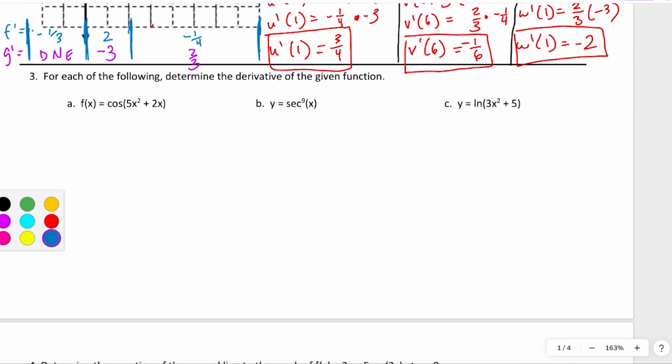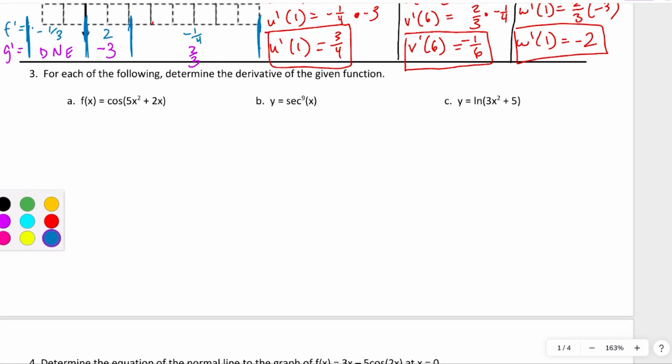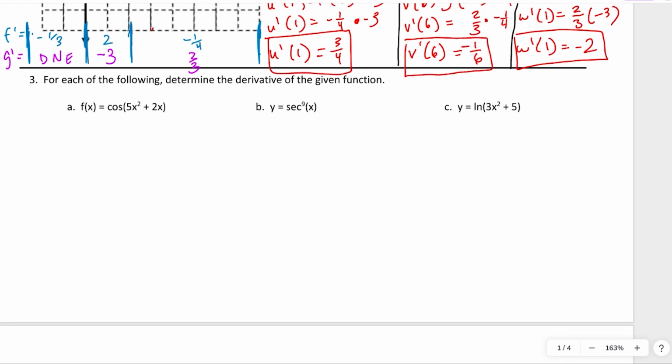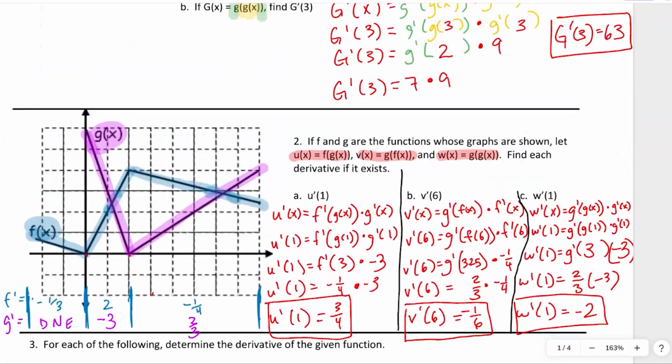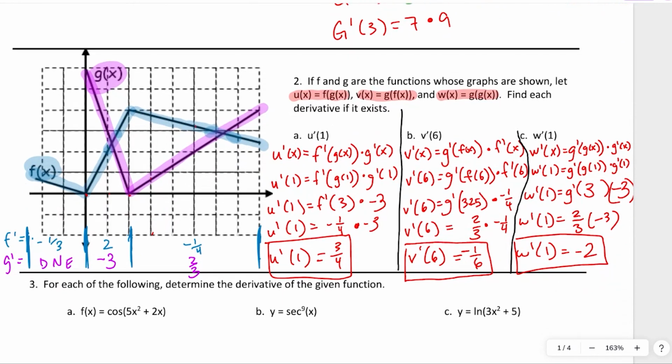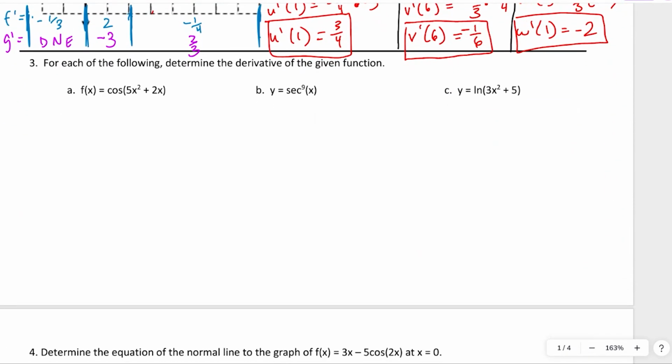Number 3 says determine the derivative of the given function. So this is just real kind of straightforward. Find the derivative using the chain rule kind of problem. So for A, we've got cosine of 5x squared plus 2x. Our outside function, let's see, what colors did I use already? I'll try to stay consistent here. So green on the outside, yellow on the inside. Green on the outside, that's our cosine. Yellow on the inside, that's going to be 5x squared plus 2x.